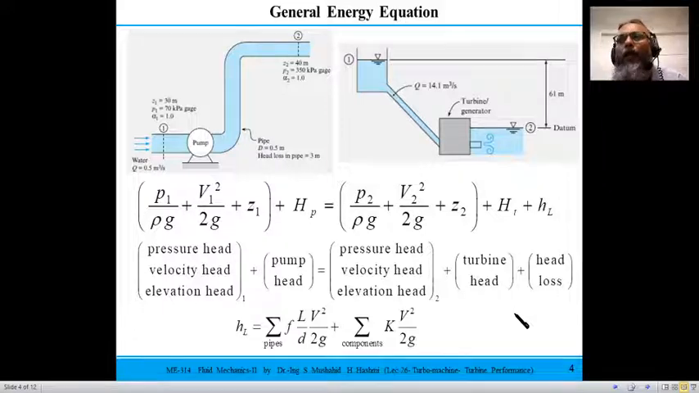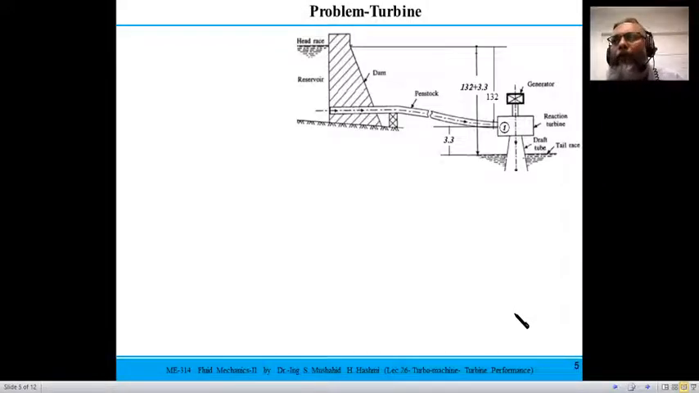Okay, now let's see, we have a problem of a turbine, and this is a typical setup in the turbine. You have a water reservoir, and you have a dam, and water is taken from this penstock and then goes to the generator, which is your turbine actually, and the shaft, the electrical component of that shaft, is connected to the generator, and this is a draft tube. We have already seen this level of water is called the head race on the upstream side, and this is at the downstream side, which is called the tail race.